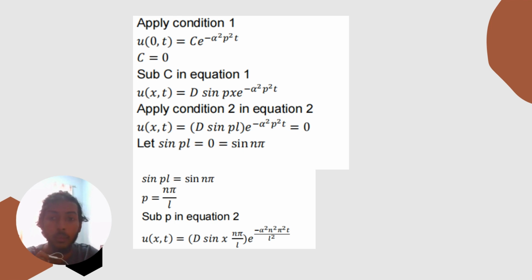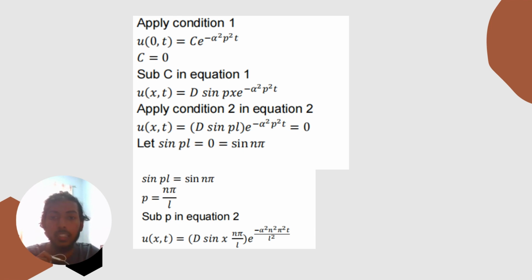After that, we can substitute the value of c in equation number 1, and we get that the equation is u equals d sine px multiplied by e power negative alpha square p square t. After that, we can apply boundary condition number 2. So boundary number 2, which means u(x,t) equals d sine pl multiplied by e power negative alpha square p square t. So we make x equal to l, which means the end point of the rod.